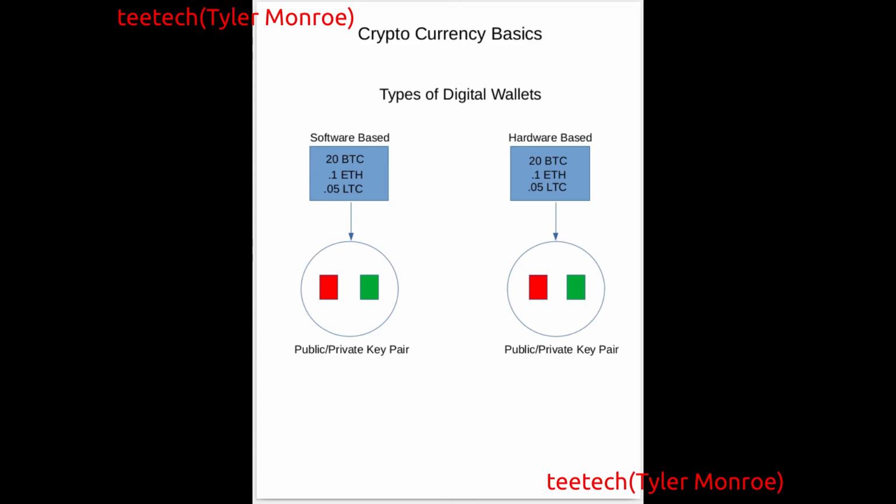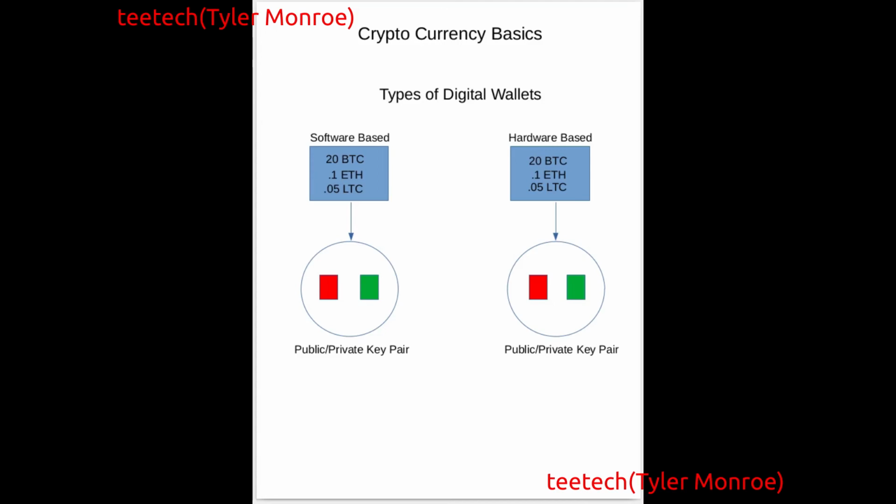But the difference between a software-based and a hardware-based wallet: a software-based wallet is one that you can install on Windows, on Linux, or on a mobile device. The wallet software will tell the blockchain how much it has, things of that nature, and then it will be able to maintain that amount. You can receive and transfer, stuff like that.